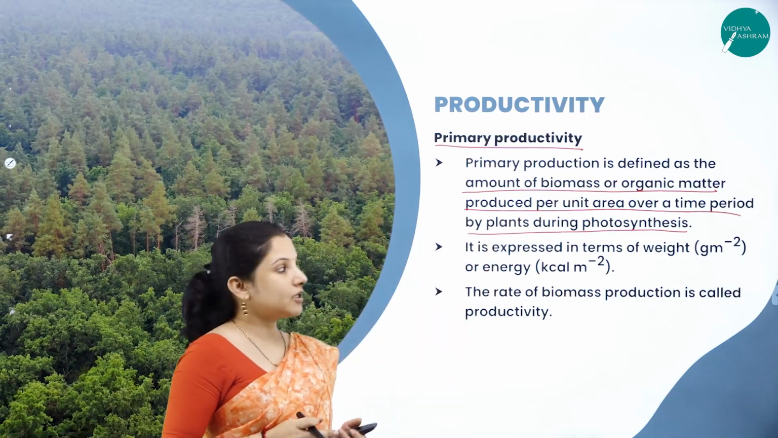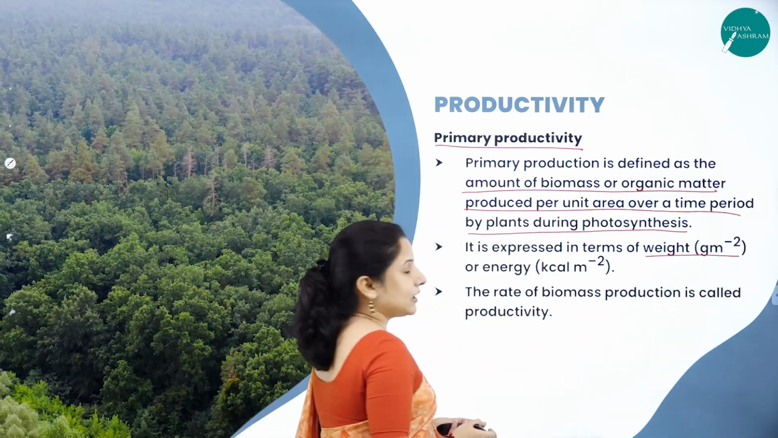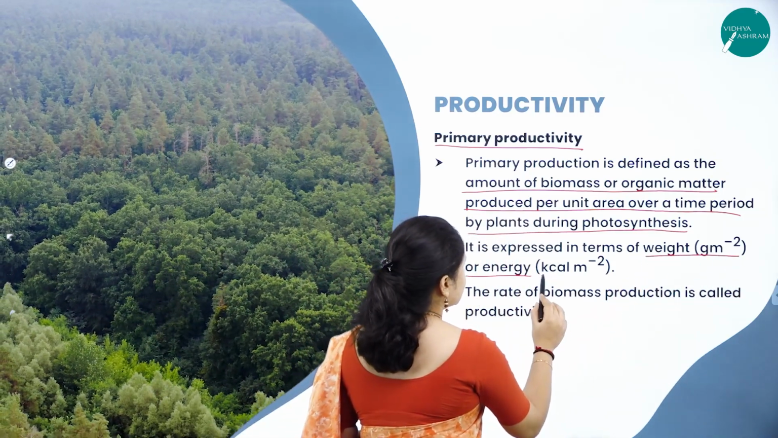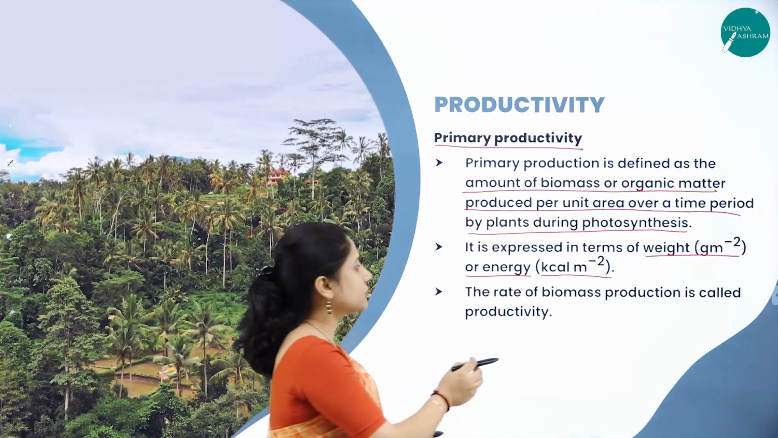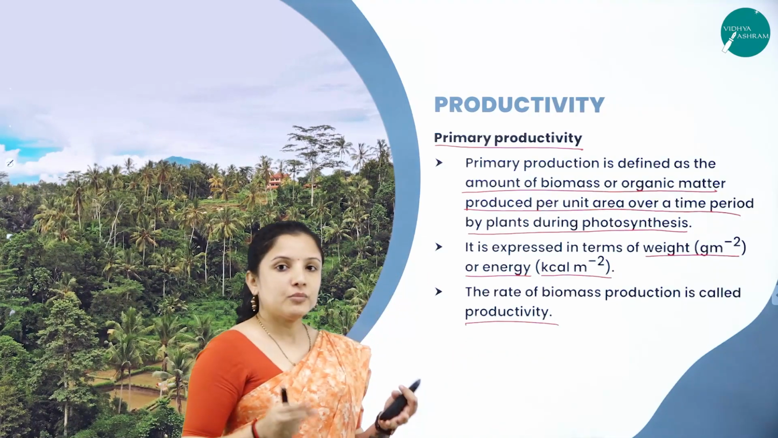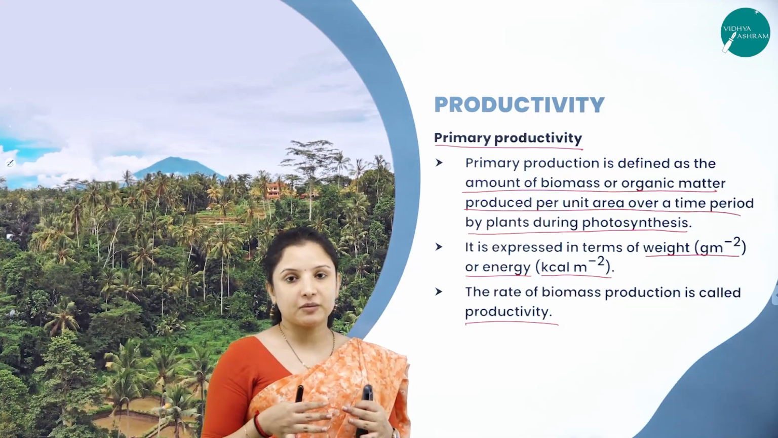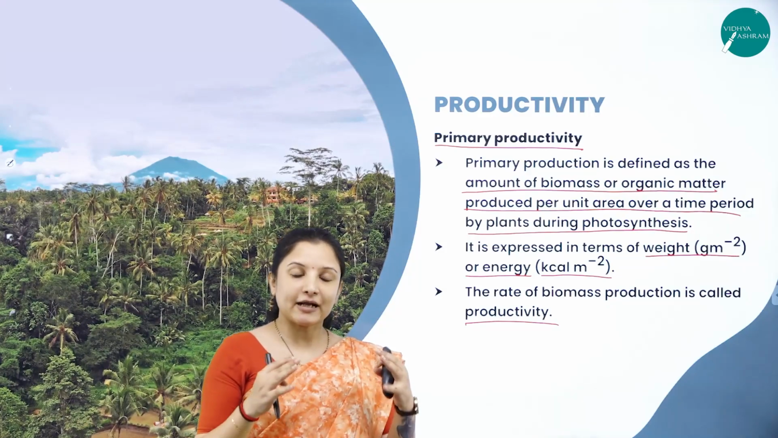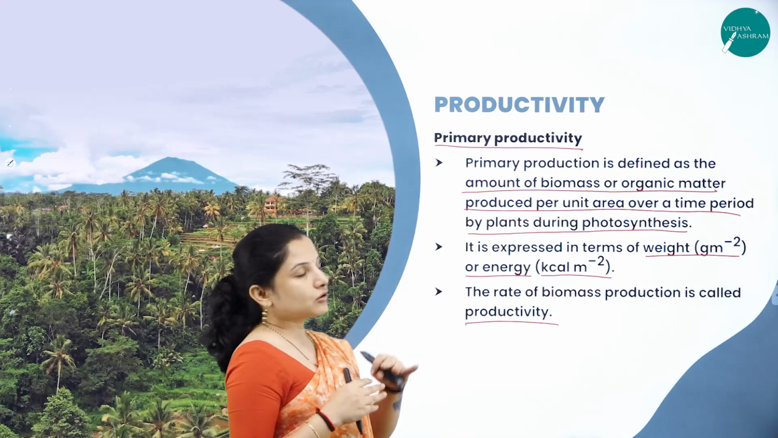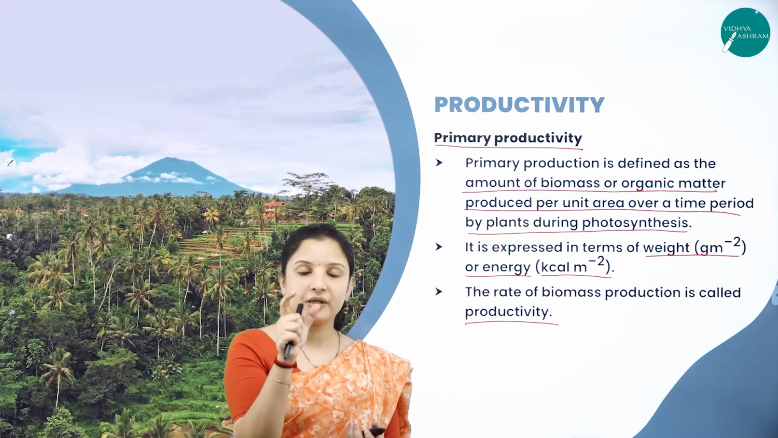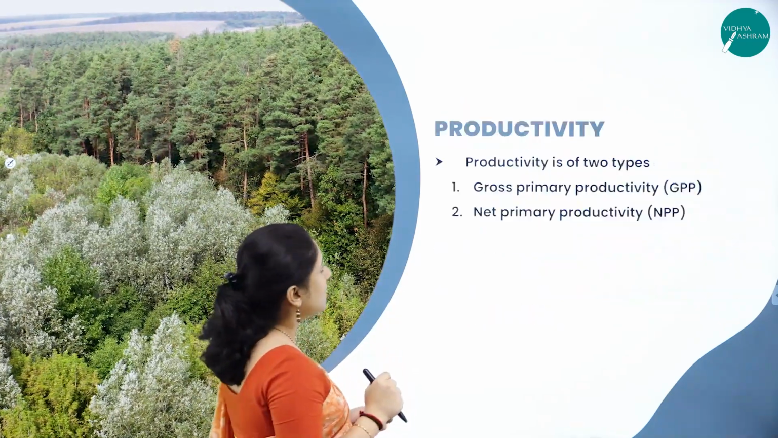And primary productivity is usually expressed using the units of weight, that is in grams, and energy, that is in kilocalories. And the rate of biomass production is also called productivity. So how much the plant produces. When we take the weight of the plant, that will show the productivity of that particular plant. And how much biomass or organic matter is produced in a given period of time by that plant will give the primary productivity of that plant.